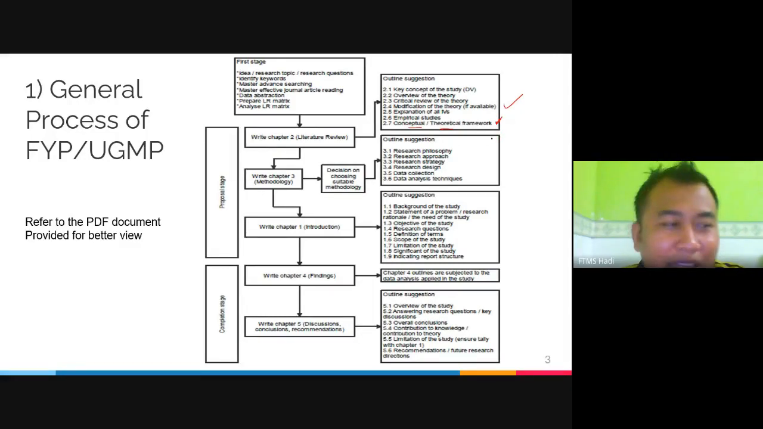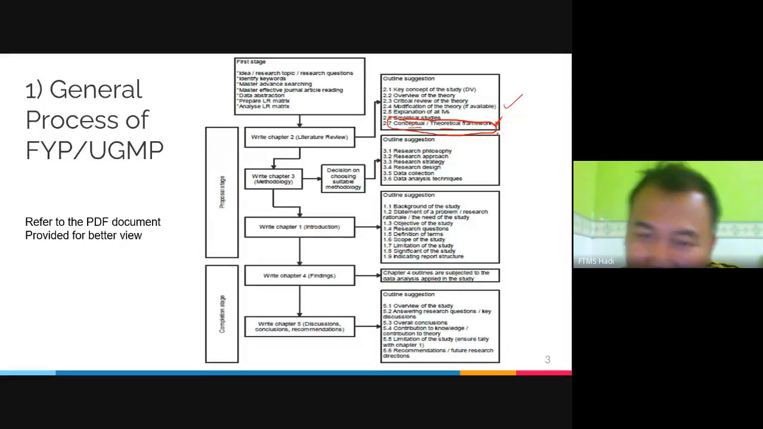Sometimes I read FYPs and UGMPs, I'm not looking at the introduction first. I'm looking at this one first. Framework. What is your model? Because I want to see the relationship between IV and DV. Okay, then whoever is advanced, if you want to do moderating and mediating, that's fine. This is the first thing that I'm looking for.